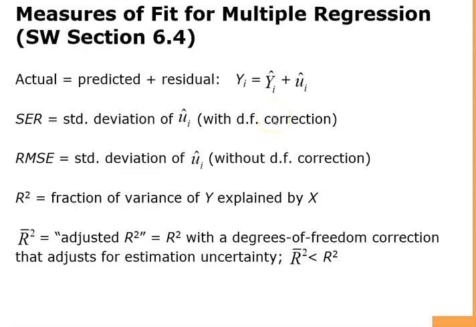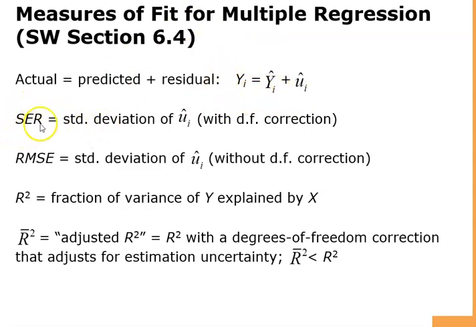So measures of fit for multiple regression are more or less the same, or at least follow the same logic as the measures of fit for regression with only one regressor. So remember that the y_i, which is the actual y, is equal to y_i hat, which is the predicted y, plus u_i hat, which is the residual. So that remains the same as before in the case of single regressor.